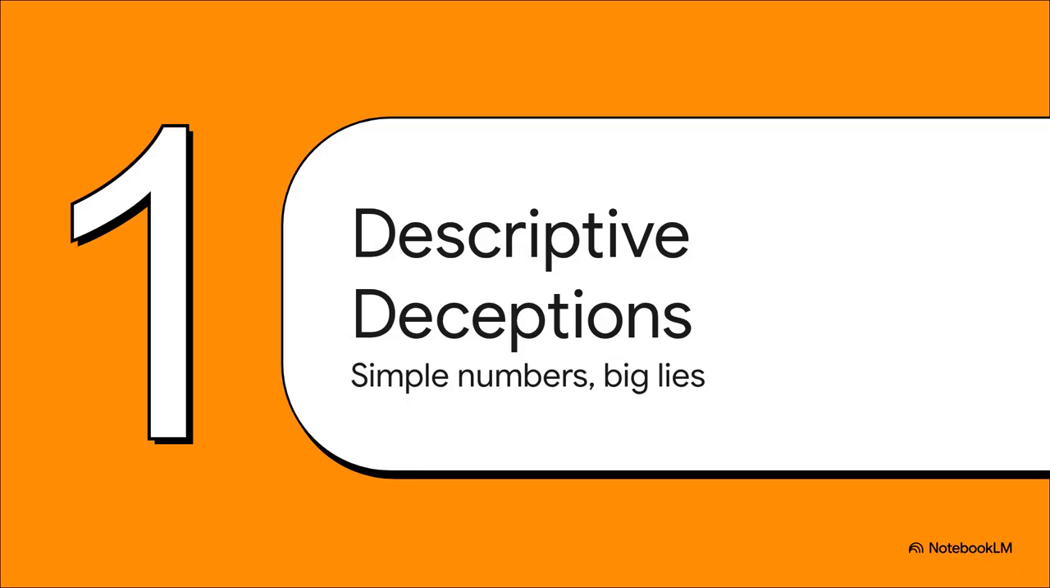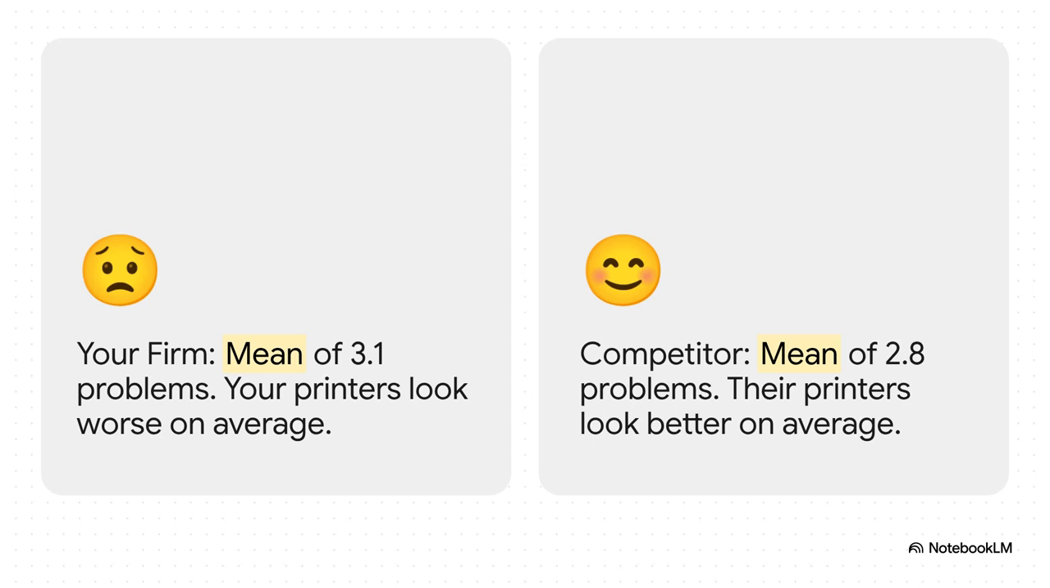First up, descriptive statistics. Now, don't let the name intimidate you. These are just the simplest numbers we use to summarize information. But as we're about to see, the simple choice of which number to show someone can take a story and turn it completely on its head. All right, let's put you in a scenario. Imagine you're at work. Your boss comes over with some warranty data. They want you to compare your company's printers to your biggest competitors. So you run the numbers.